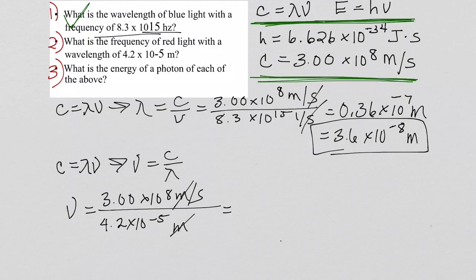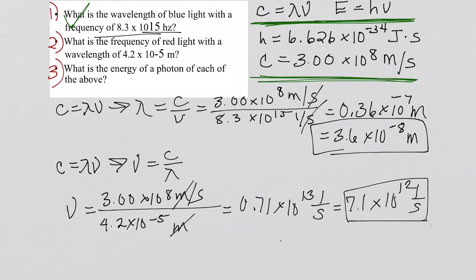When I take 3 and I divide by 4.2, I get 0.71. And when I take my exponents here, 8 minus a negative 5, I get 13. 1 over s, and then when I convert that into proper scientific notation, 7.1 times 10 to the 12th, 1 over s. That's the answer. So we are now done with the second problem.